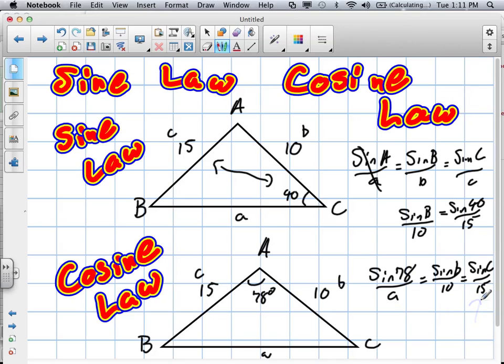So always try to use sine law, and if you can't use it, throw everything into cosine law. So this is a type of question where you need to use cosine law, or if you had the third side, maybe this was 12. If you have all three sides, you use cosine law. Okay? Because again, if you have all three sides, you don't have any of the angles, therefore you can't use sine law.